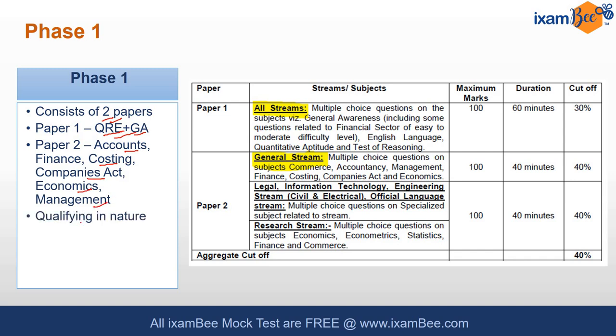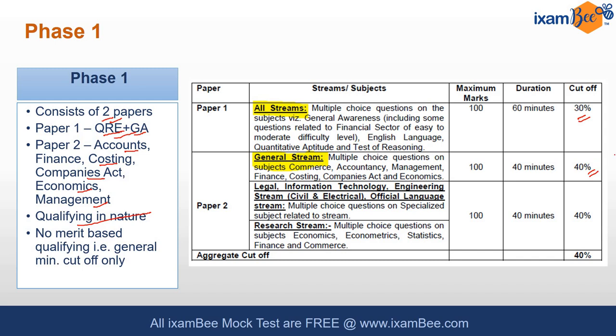The interesting part is that it is only qualifying in nature. You have to get these minimum marks, 30% here, 40% here. Scoring more will not help, because SEBI does not make a rank from it. Last time 13,000 students cleared it. So just bring the minimum marks. No merit, only the cutoff is required.